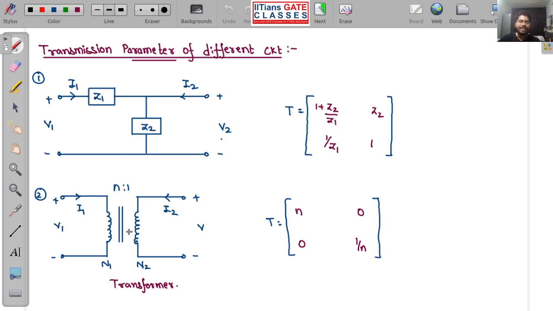Now tell me, is this circuit reciprocal? For reciprocity, I have already told you the determinant of the transmission matrix should be equal to 1, and here if you calculate the determinant, it comes out to be 1. So this is reciprocal. What about symmetricity? For symmetricity, A should be equal to D. Are you seeing that A is equal to D? No, A is not equal to D. So it is not symmetric. It is reciprocal but not symmetric here.